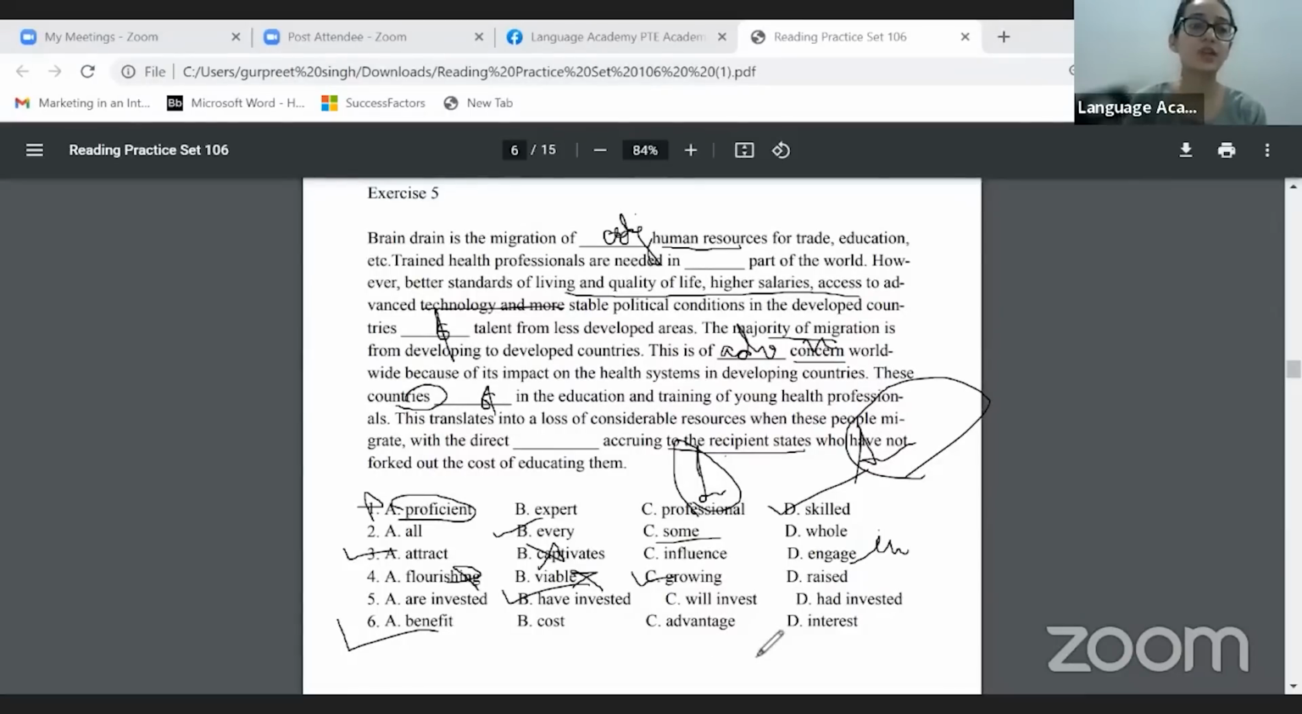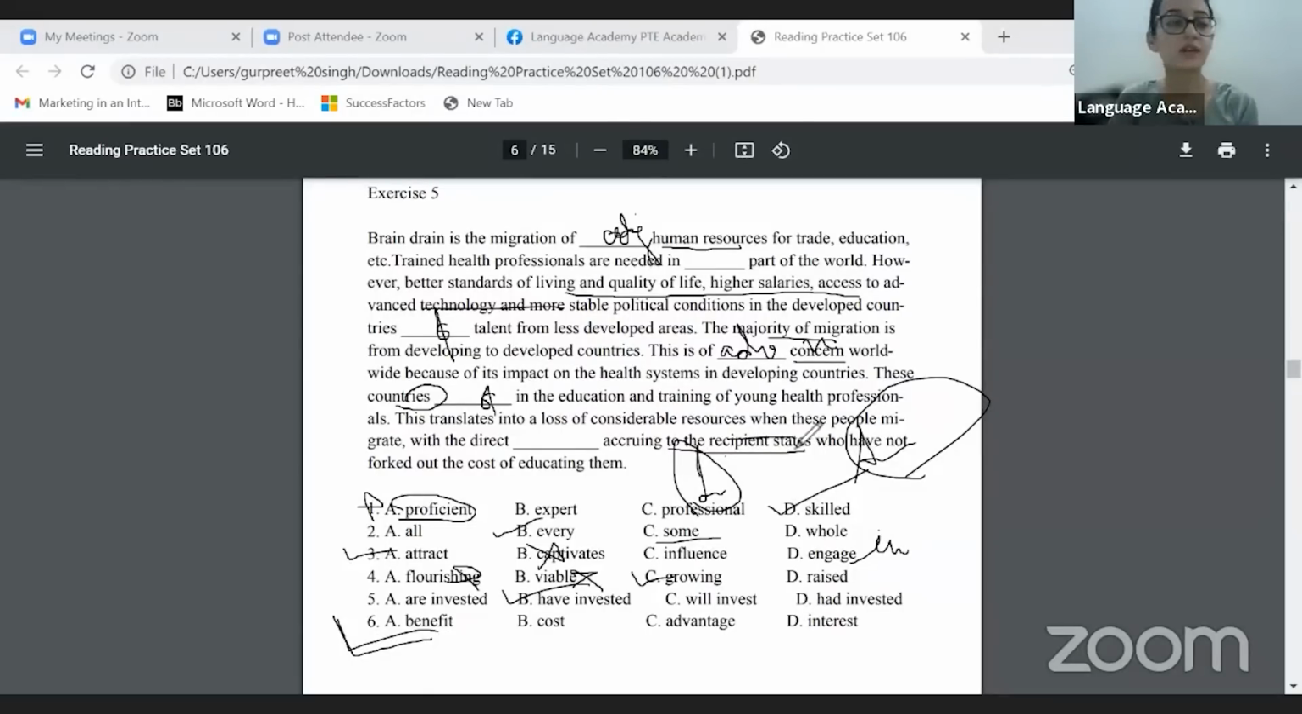So when we study our higher education here, secondary education, and then we migrate, is Australia going to get interest out of that? No, Australia is going to get benefit out of that. Which kind of interest can Australia get? Right? Benefit is more academic than advantage. So you should go with benefit, with a direct benefit to the recipient states. So these are the answers.